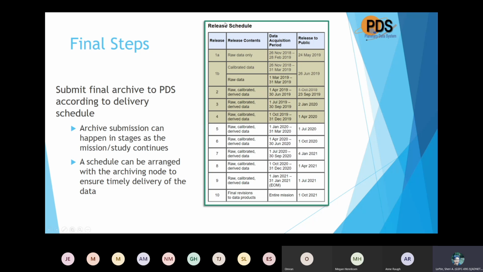So this is the release schedule for Insight, and it's really ambitious. You collect the data up through February and they have it out to the public by May. That's a really tight schedule. It's really impressive. And they've been meeting this schedule because they planned ahead. This is what's possible.